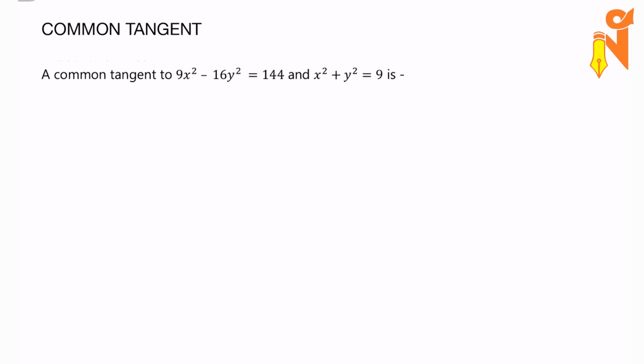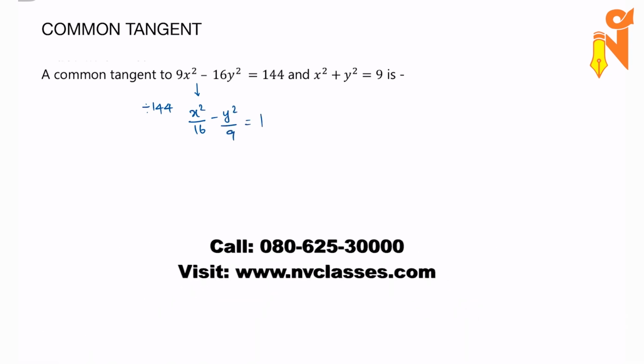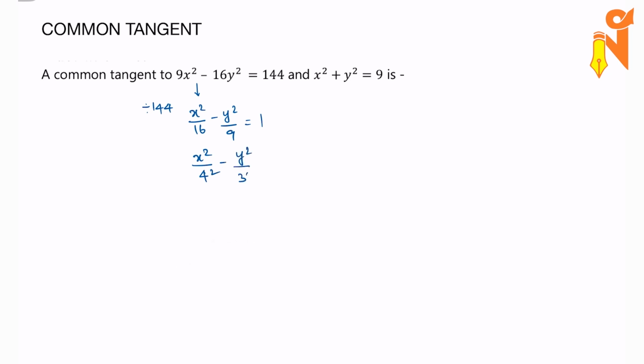So let us write in standard form. The given hyperbola is this. So divide by 144, you get x square by 16 minus y square by 9 is equal to 1. So it is x square by 4 square minus y square by 3 square is equal to 1. And here the circle is given whose radius is 3 and the center is 0, 0.